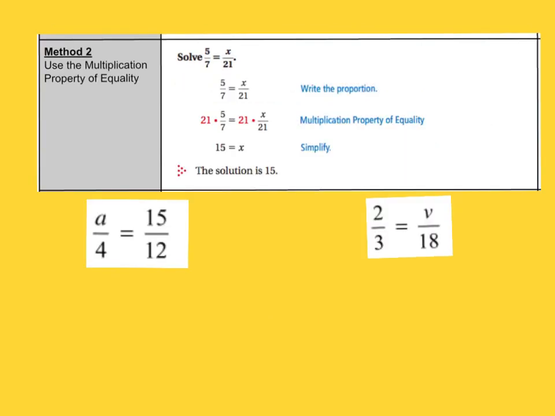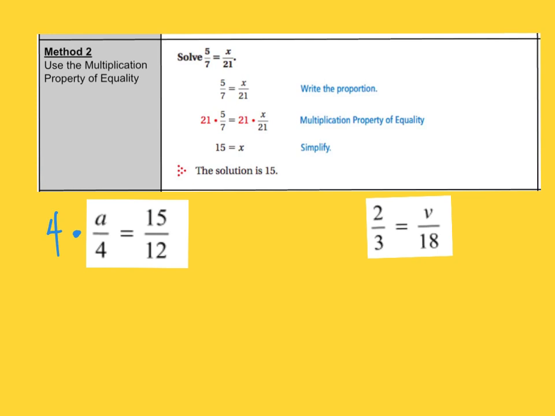Method 2 is using the multiplication property of equality. So when we look at that, we have the proportion a to 4 is equivalent to 15 to 12. So we really look at the first side where the variable is in this one as a being divided by 4. And so the multiplication property of equality says we can multiply both sides by the same number and our equation will stay balanced. And so since a is being divided by 4, to undo the divided by 4, just like we did when we were solving equations, we can multiply by 4.